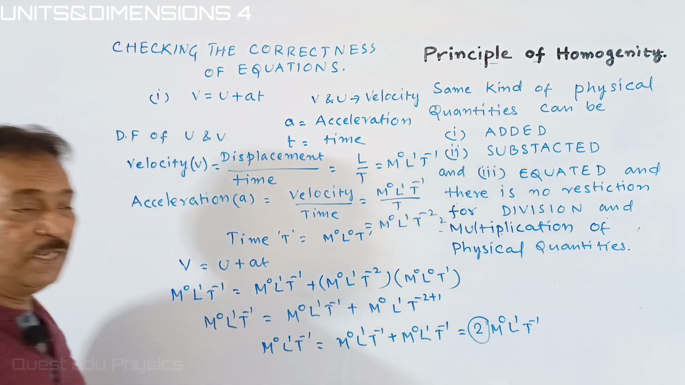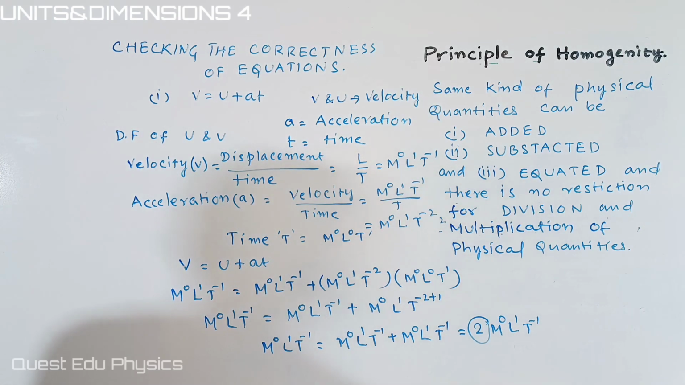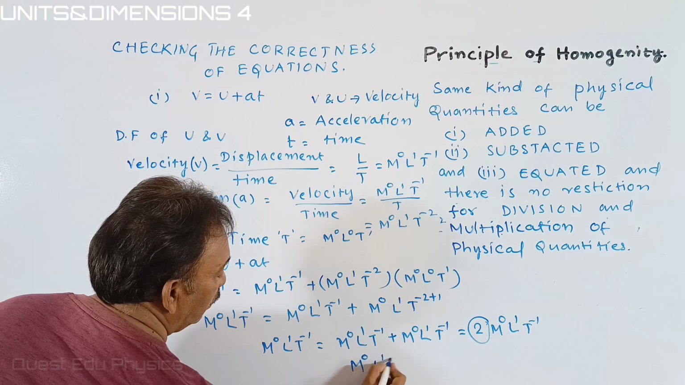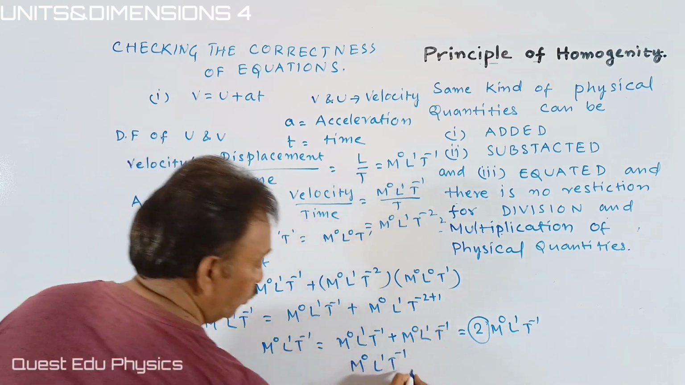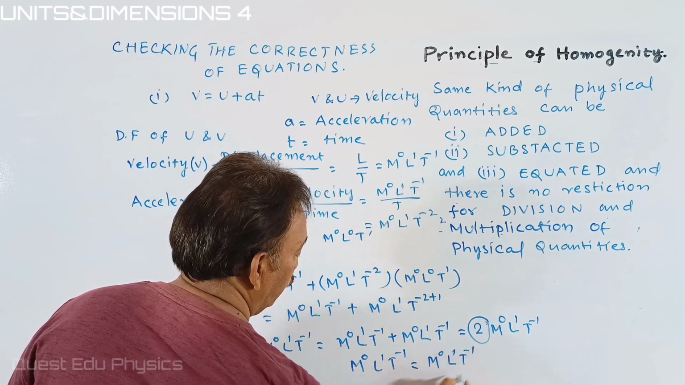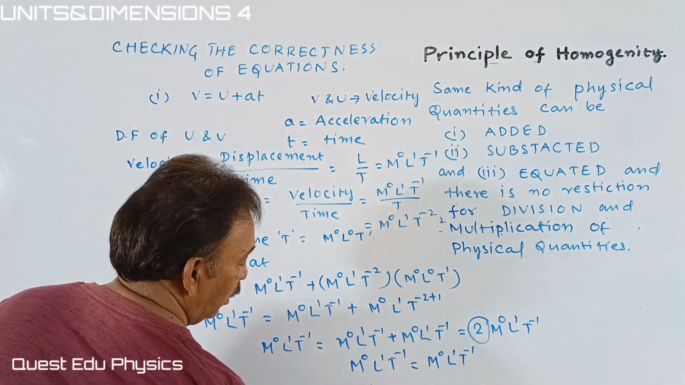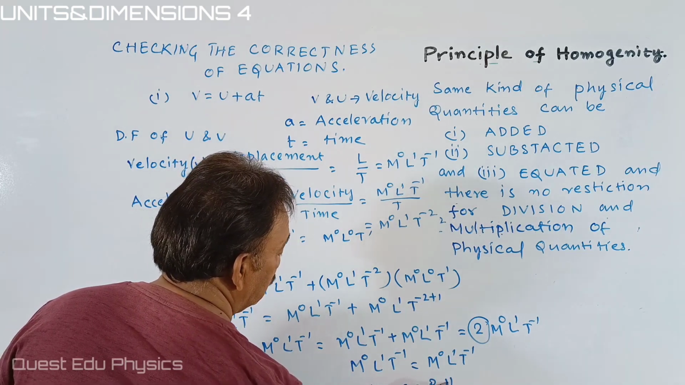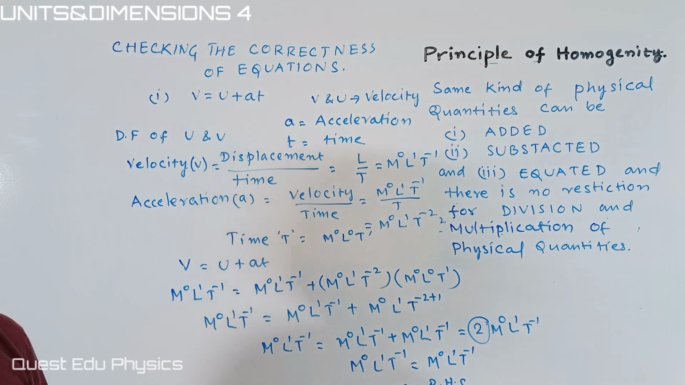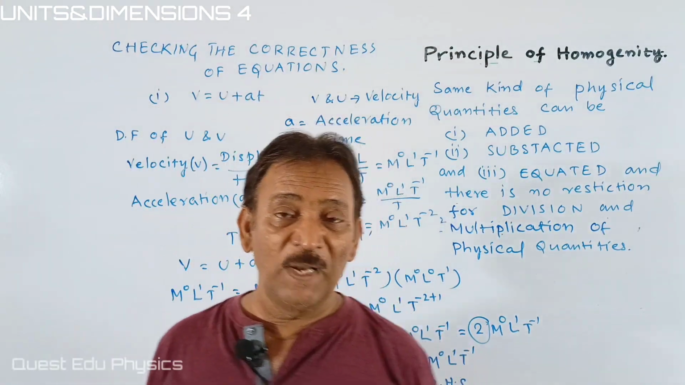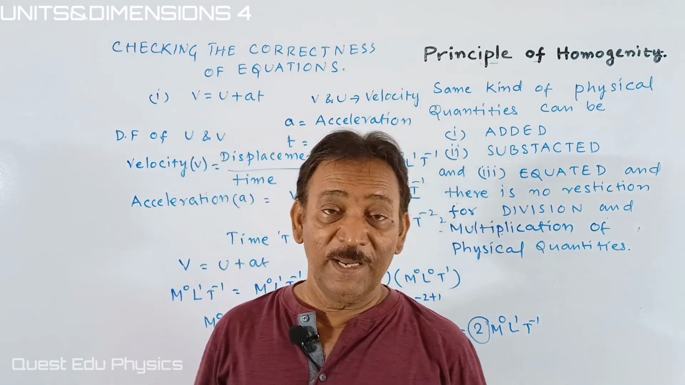Numbers don't have any meaning in dimensional analysis, students. Finally, we can write M0, L1, T inverse is equal to M0, L1, T inverse. Both are the same. LHS is equal to RHS. It tells us that this equation V is equal to U plus AT is dimensionally correct, students.